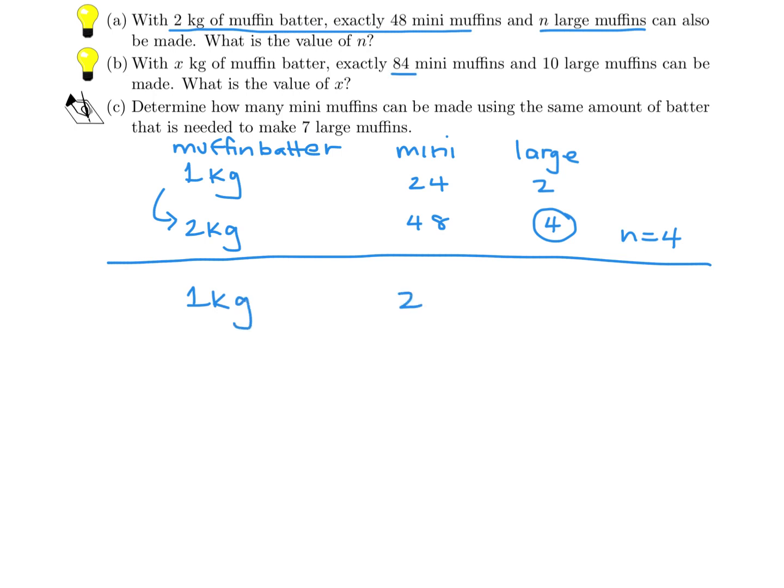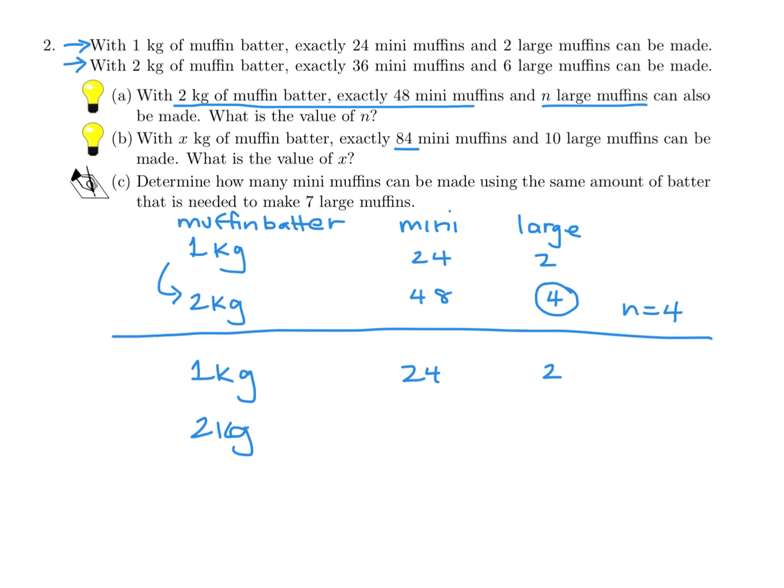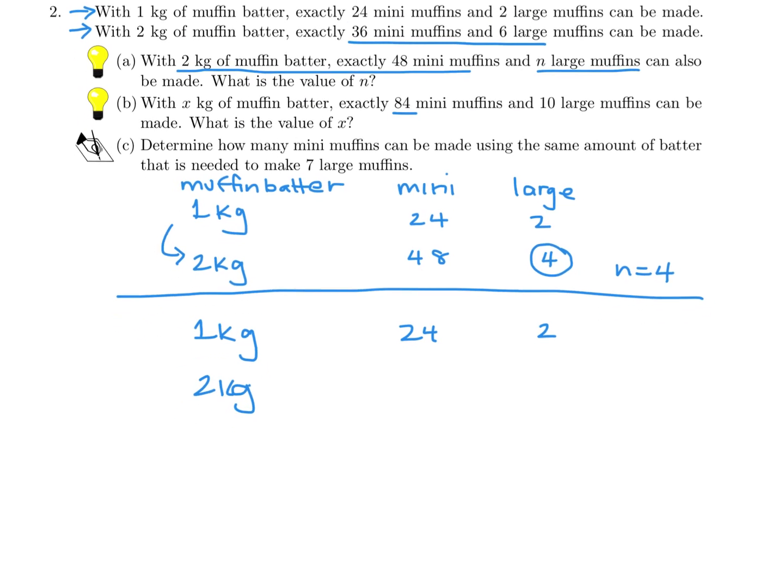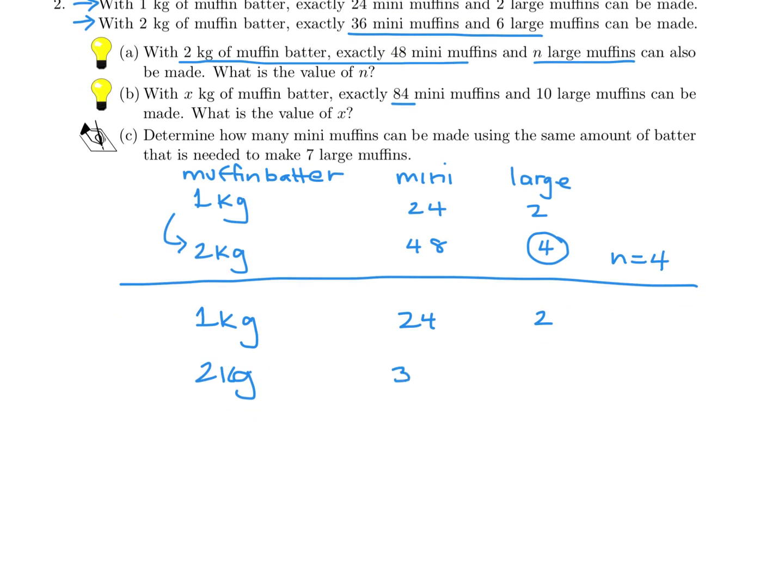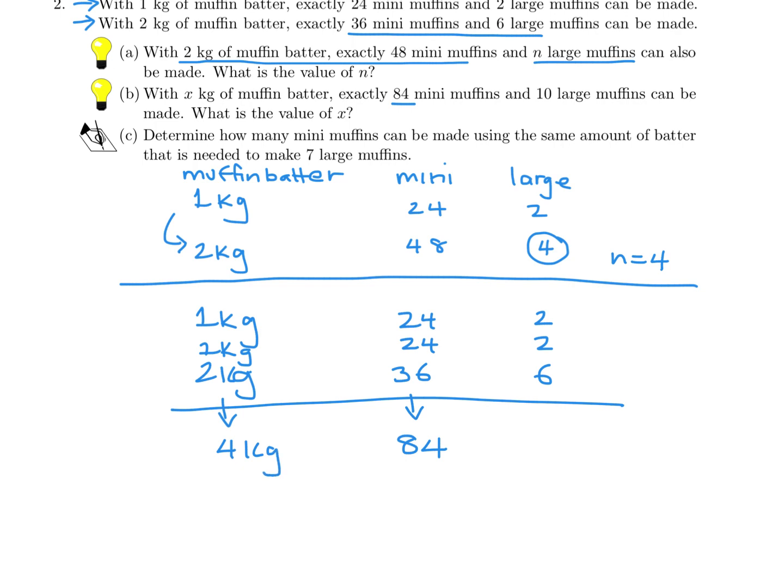Okay, so with 1 kg was 24 and 2, right? With 2 kg, let me go by what they say in the question: 36 and 6. Yeah, 36 and 6. Now, how do I get 84? If I do 2 of these guys, and then I add it all up, this will be 84. 48 plus 36, yeah. Okay, so I got my 84, and this is 1 plus 1 plus 2, which is 4 kg, and this is 10.